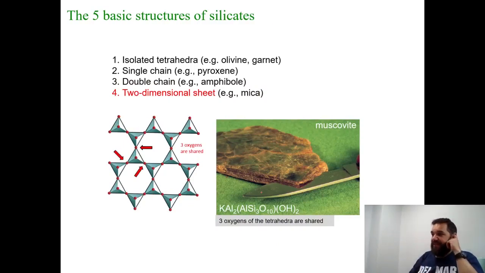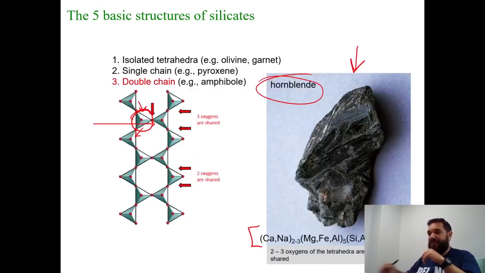These are the micas. The micas actually are really cool. If you take our lab, you'll see that mica actually splits into sheets. So you notice that in mica, three oxygens are shared. Actually it's like a combination of the double chains, so some of the tetrahedrons here are sharing with three, and some of them are only sharing with two.